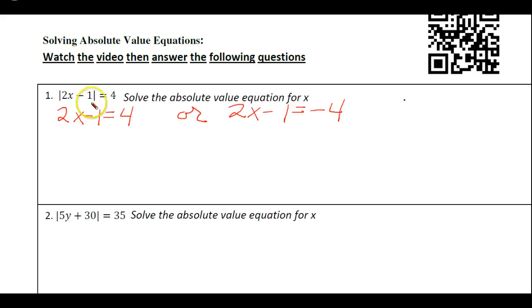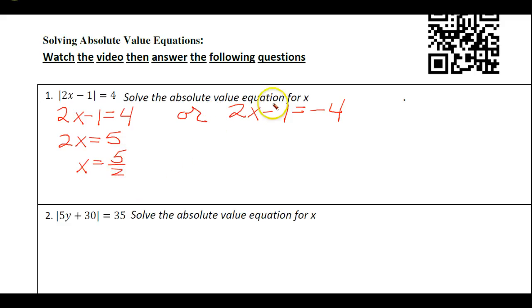So this is how we do these. We take away the absolute signs and just write it the way it is. Or take away the absolute signs and then the opposite to what's there. Okay? And then we solve each one. So we get 2x now. Bring this over, becomes a positive 1. Divide both sides by 2. X equals 5/2.